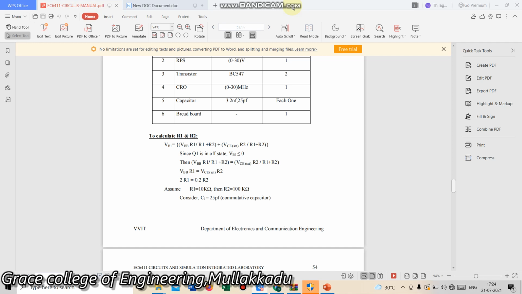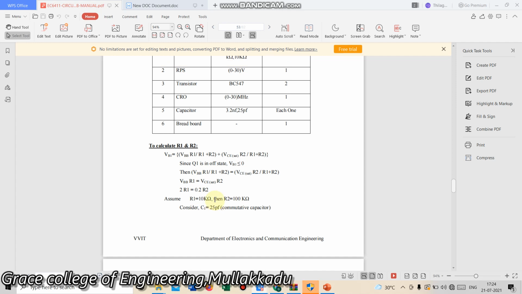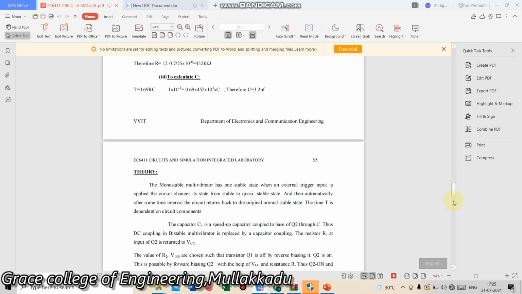This is the design procedure. We can assign the value of certain parameters and we have to calculate the value of C. Here we assume the value of R1 equal to 10 kilo ohm and R2 is equal to 100 kilo ohm, and we calculate the value C1 as 25 picofarad. If we take R1 as 10 kilo ohm, using this relationship we can calculate the value of R2 as 100 kilo ohm, and we can take C1 as 25 picofarad. Using this value we can design the diode circuit, clipper as well as clamper circuit.